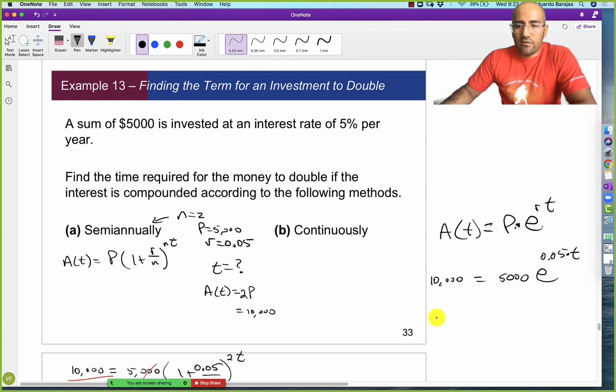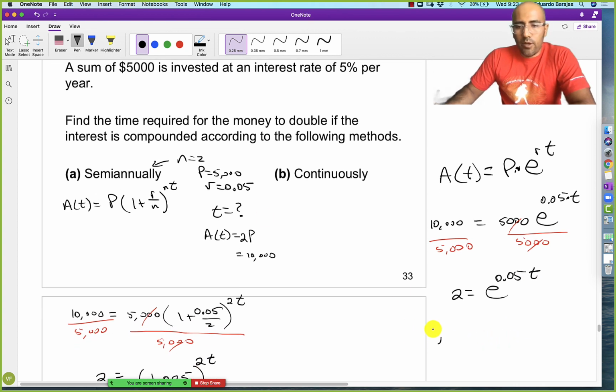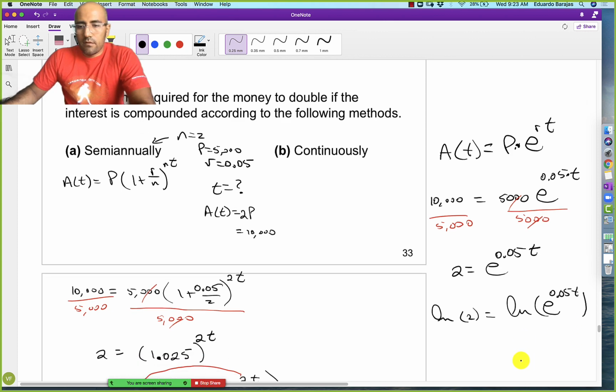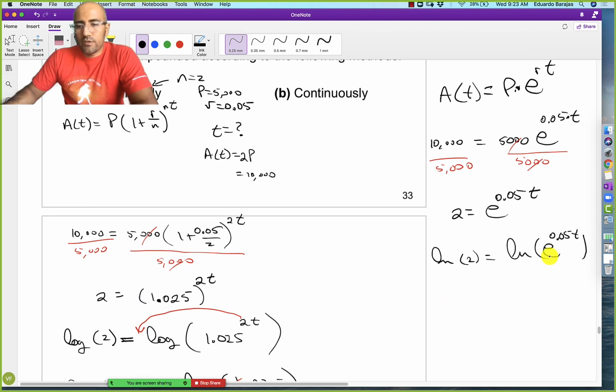Divide both sides by 5,000. We get 2. These cancel. 2 equals e to the 0.05t. Apply ln to both sides, and we end up with ln of 2 equals ln of e to the 0.05t. These two operations are inverse operations. They undo each other. So on the right-hand side, this just becomes 0.05t. ln of 2 equals that.